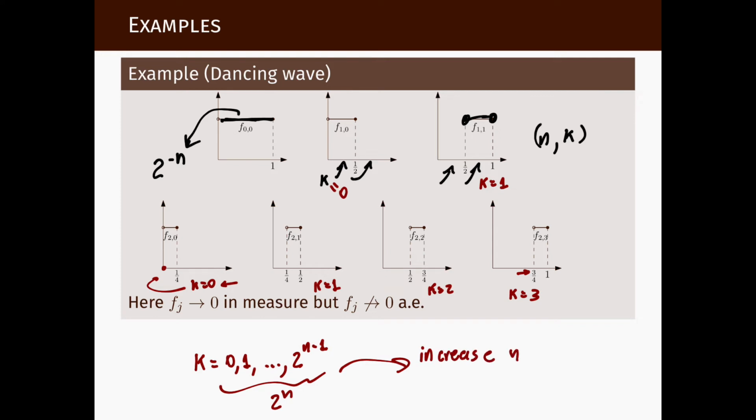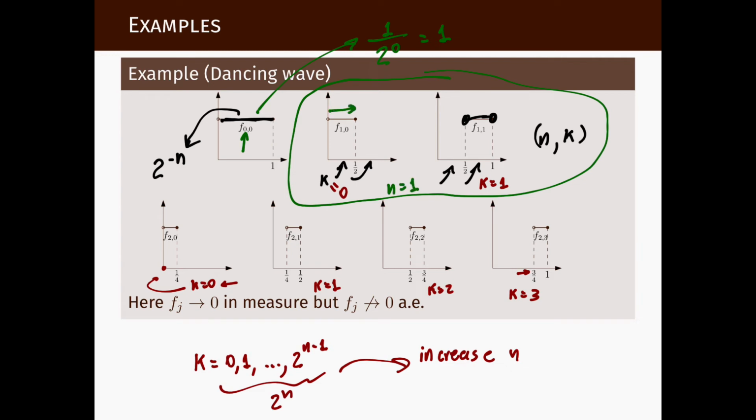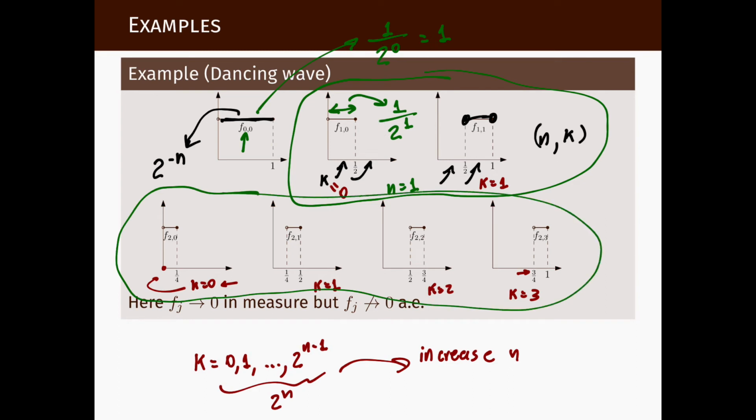We increase n. And who is n? Well, here n equals 0, and this has to do with the length of this interval being 1 over 2 to the power 0, which is just 1. And here we have n equal 1, which has to do with the length of this interval being equal to 1 over 2 to the power 1. And down here we have n equal 2, which is related to the length of these intervals being 1 over 2 to the power 2.